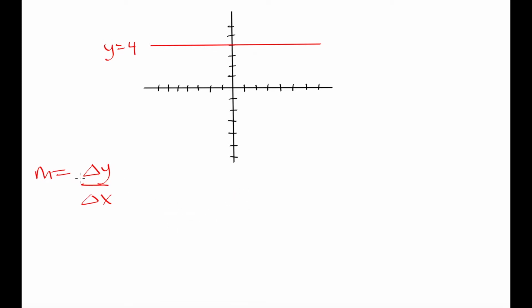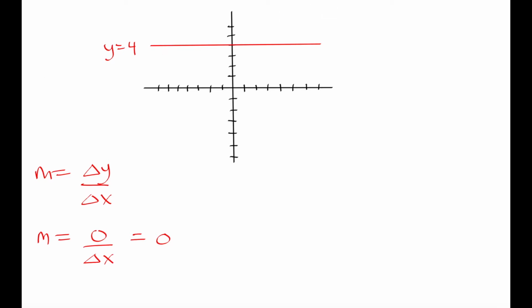And that means that our change in y would be 0. We don't have any change in y. So if our change in y is equal to 0, that means our slope m is going to be equal to 0 divided by whatever our change in x is. And since we have 0 divided by something, we know that 0 divided by anything is just going to be 0. So when we have a horizontal line, the slope of a horizontal line is going to be 0. There is no gradient. What about if we had a vertical line?